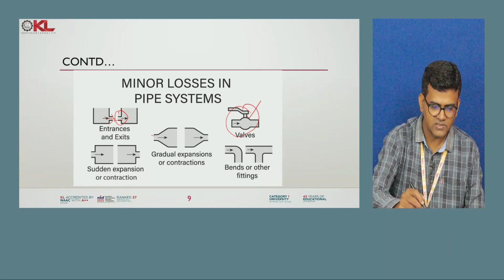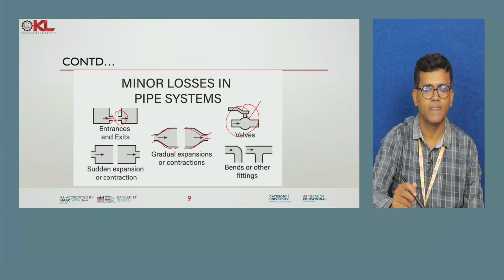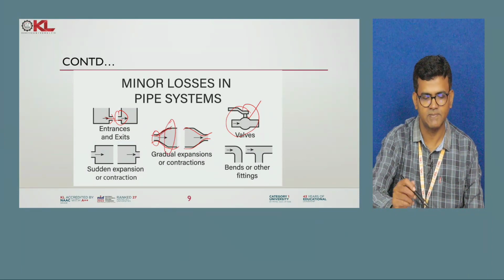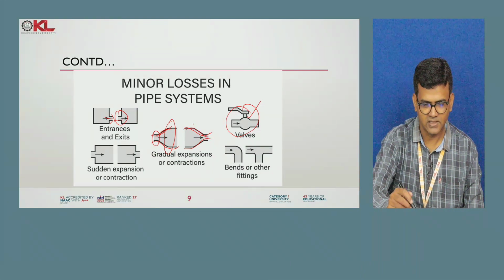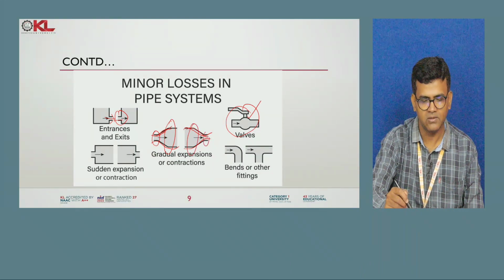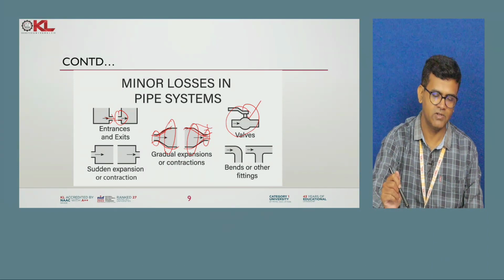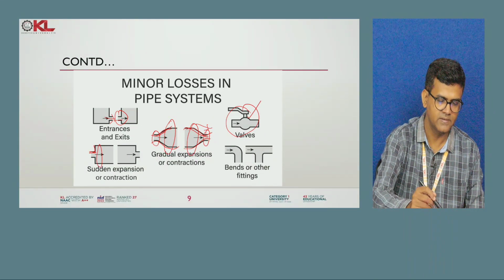Here you can see the gradual change: gradual expansion, while here is gradual contraction. Here the diameter is this much, then it is increased, so it is gradual expansion. Here is the gradual contraction. This is the diameter of the pipe, now the diameter becomes less, so this is gradual contraction. This is the sudden expansion. Here the diameter is this, and suddenly it expands to this diameter.